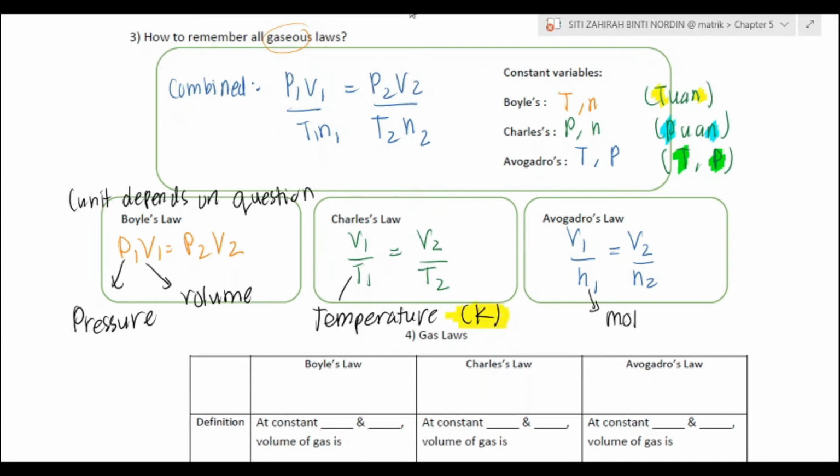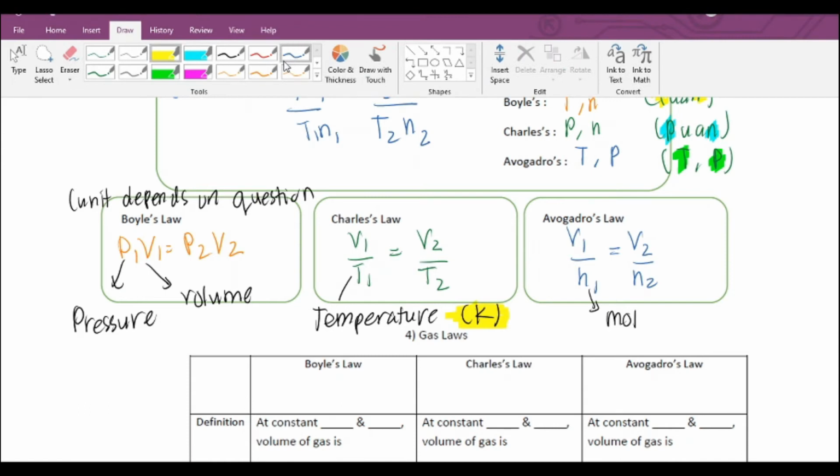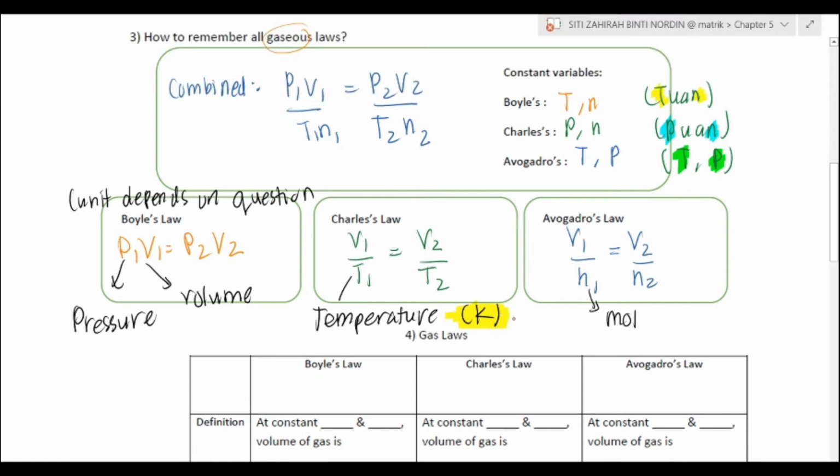So how do you calculate from degrees Celsius to Kelvin? Kelvin would be your temperature in degrees Celsius plus 273. So for example, I've got 25 degrees Celsius plus 273, so my temperature would be 298 Kelvin. So use the unit of temperature in Kelvin in your calculation for Charles' law.